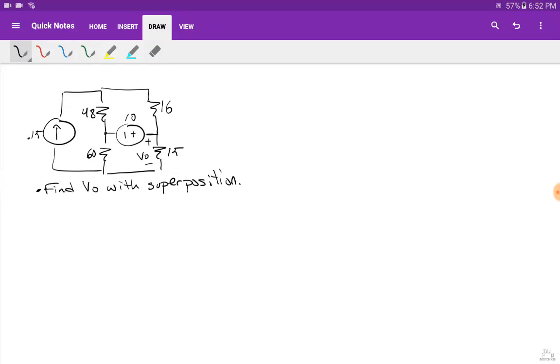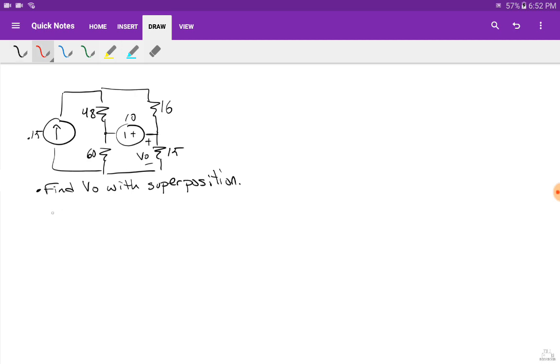Hey everybody. So here we are with a circuits problem, very specifically a superposition problem. You've got this circuit, and there are two sources. They just say find Vout, the output voltage, with superposition, where the output voltage is what is attached to this 15 ohm resistor.